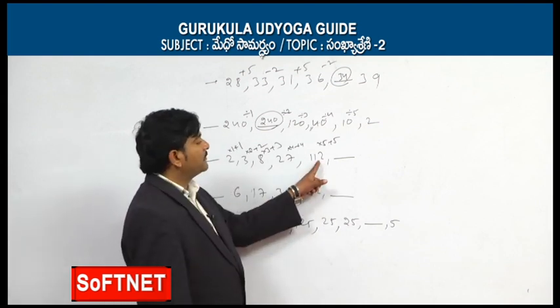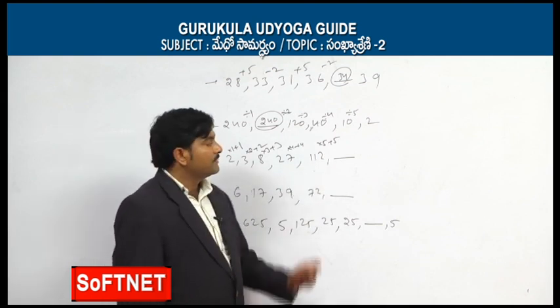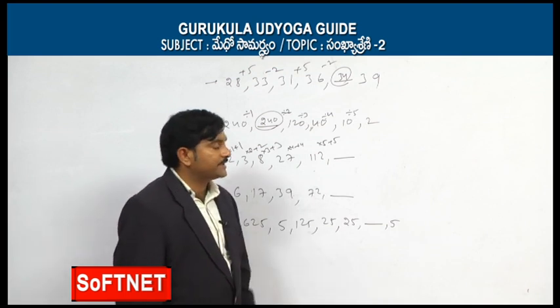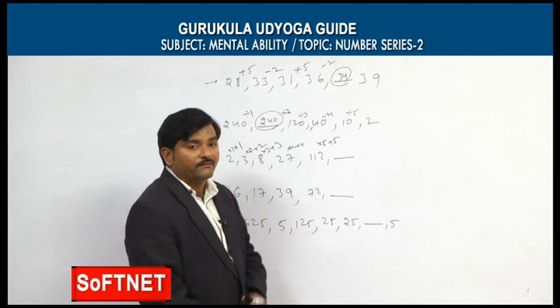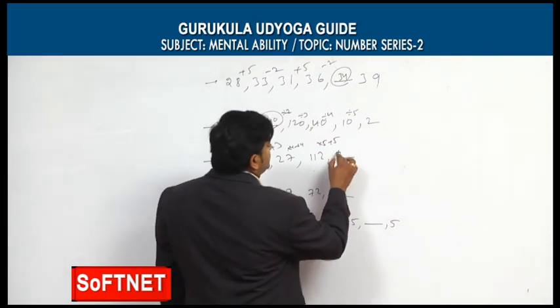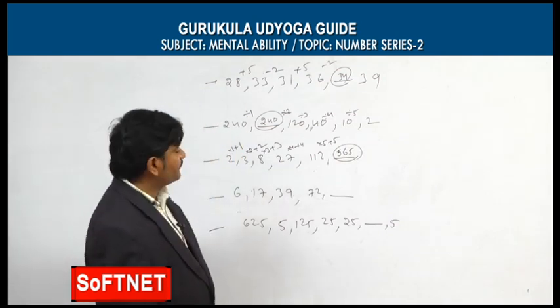500. నెక్స్ట్ దేంతో మల్టిప్లై చేయాలి? 12 తోటి. 12 5s ఎంత? 60. 500 ప్లస్ 60 ఎంత వస్తుంది? 560. ఈ 560ని ఏం యాడ్ చేయాలి? 5 యాడ్ చేయాలి. 560కి 5 యాడ్ చేస్తే 565. హెన్స్ దట్ ఈస్ ద రిక్వైర్డ్ ఆన్సర్.